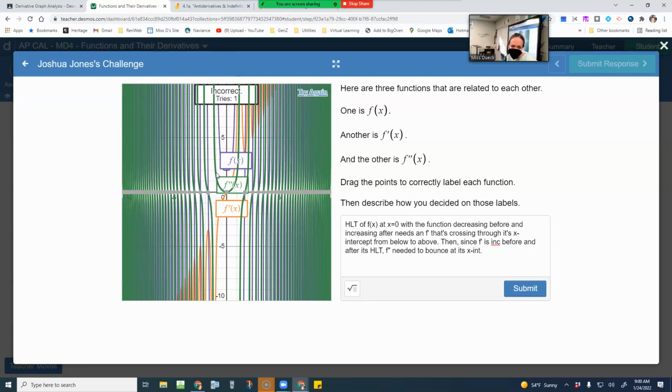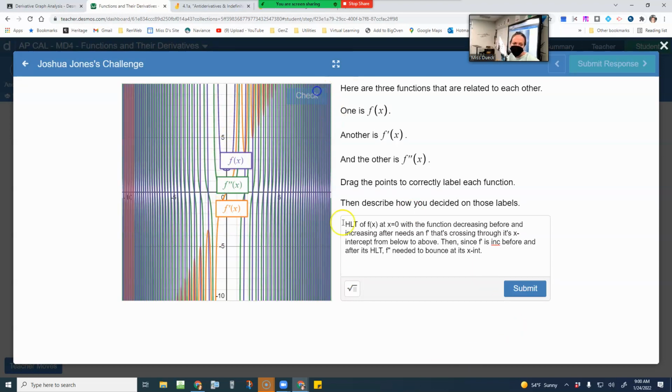Oh, did I get yours wrong, Josh? Below then above, decreasing then increasing, approximate the slope. That guy is a -1. I think I had it right the first time and now it's mad at me because it doesn't let me even adjust it. Oh, you have to click try again.